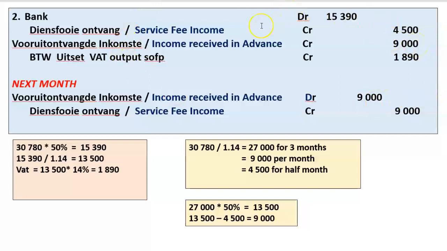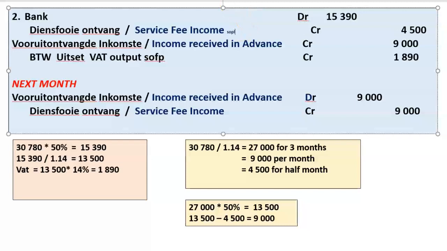I've done it in one journal entry, so let's check back what I've done. Bank would have been debited with the full amount of 15,390 Rand received. The VAT is easy. The VAT is the VAT included in that amount. So I'm going to take out the VAT output 1,890 as a credit. So the difference between those two is the 13,500. I'm going to work out how much I am allowed to recognize for this month. And it's only 4,500. So I'm going to take straight away service fee income in my income statement, 4,500 Rand. That, guys, is statement of profit or loss.